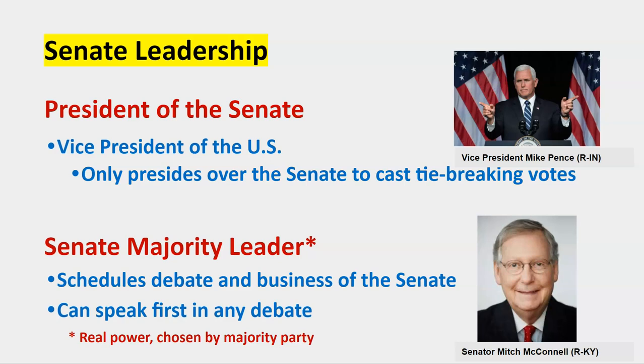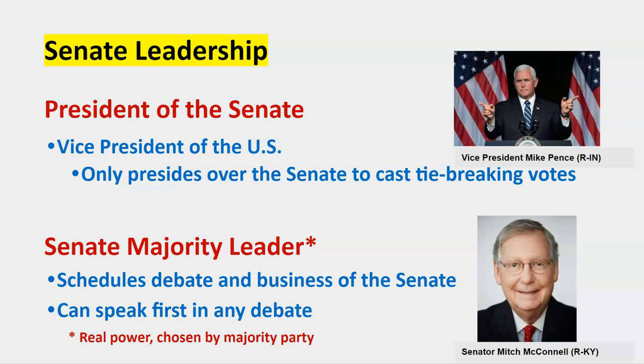I mentioned the vice president of the United States is actually the president of the Senate. That's Mike Pence right now, and he is formerly from Indiana. He served as governor of Indiana, and he is a Republican in the Trump administration from Indiana. And the Senate Majority Leader is Mitch McConnell, a Republican from Kentucky.